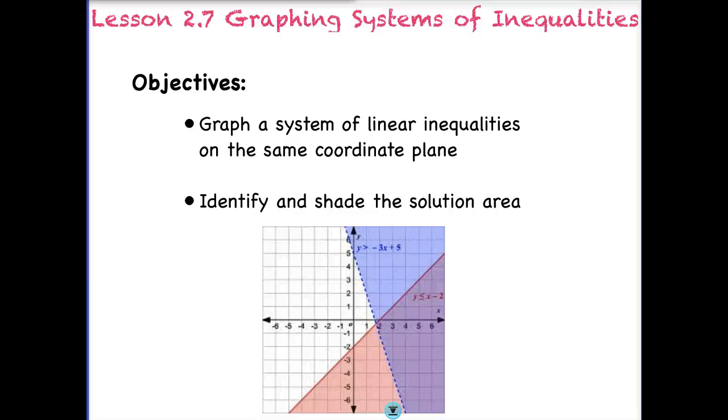In this lesson, 2.7, I will show you how to graph a system of inequalities. I will also show you how to complete the practice in Khan Academy.